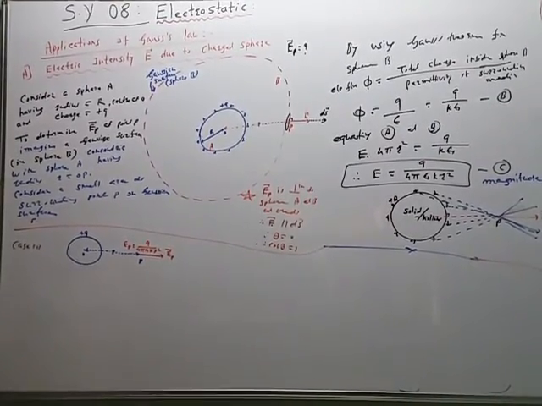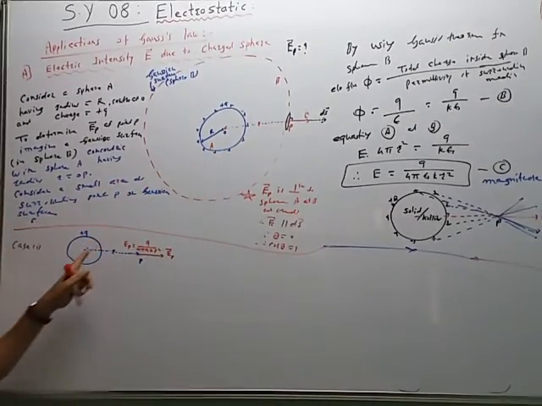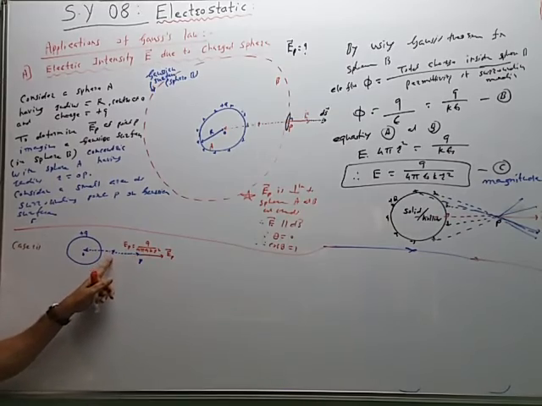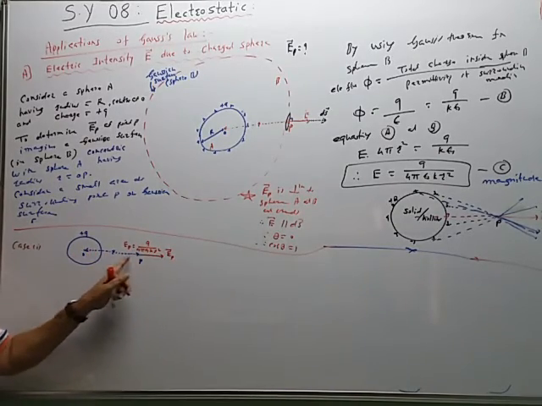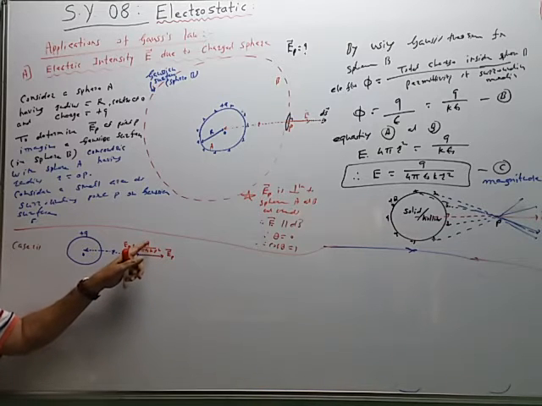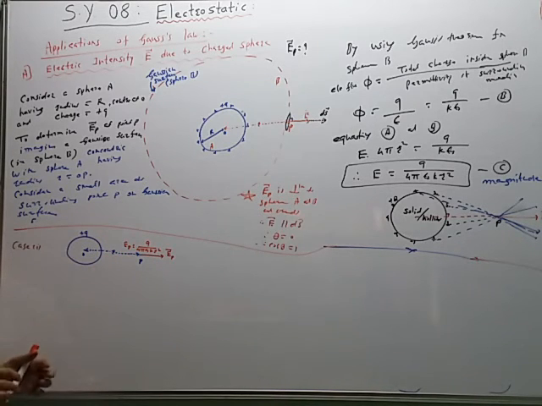So we know this result. If this is a sphere having charge Q, then at point P at distance r from its center, the intensity is directed away because the charge is positive, and magnitude is given by Q upon 4 pi epsilon naught K r square. Now case number 2.